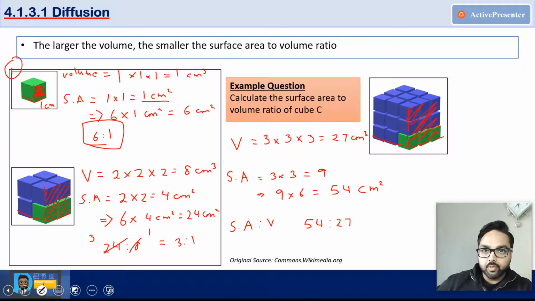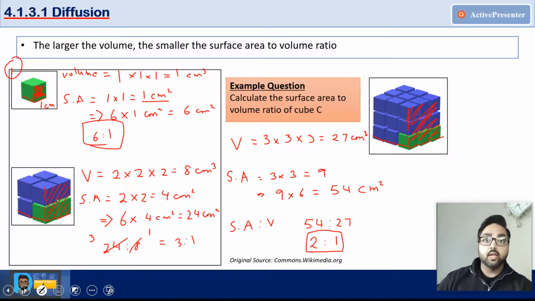Now can that be simplified? Well, very simply it can. Because actually for those people that know their 27 times table, the answer is actually 2 to 1. So we've gone from having a surface area to volume ratio of 6 to 1, which is a very high surface area to volume ratio, to 3 to 1, to 2 to 1. Now clearly, hopefully what you can see is that the bigger the volume gets, the smaller the surface area to volume ratio will be. Okay?